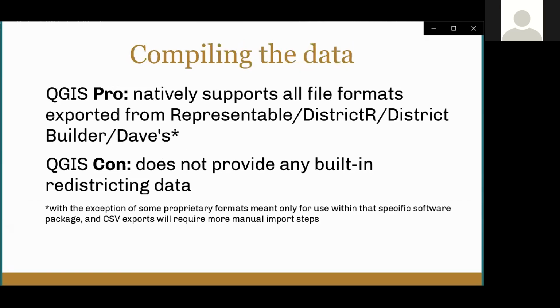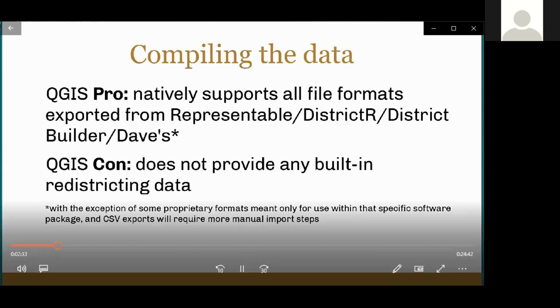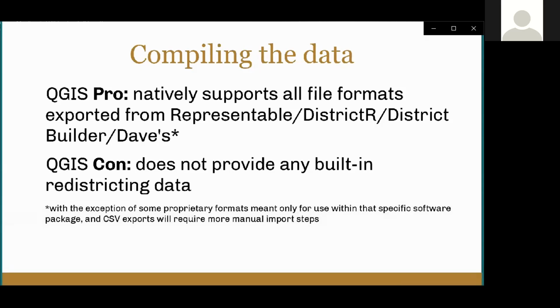So when you're compiling the data, what's really good to know is that pretty much anything you can export from Representable, Dave's, Districtr, DistrictBuilder, you can import back into QGIS. There's a couple exceptions. There might be some proprietary save file formats that you might not be able to get back into QGIS, and don't use the block CSV for this. It's a lot easier to export to GeoJSON or shapefile. You can export to CSV and then re-import into QGIS, but that will be beyond the topics that we're covering today.